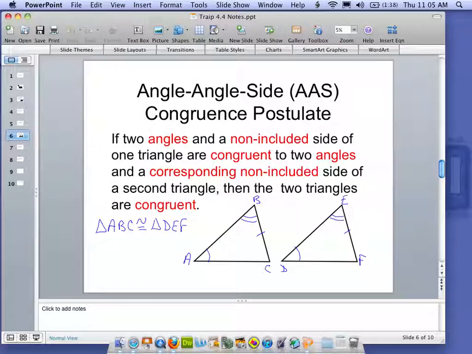Now, if you didn't have this side BC congruent to EF, it would also work if you had AC congruent to DF. So that would also be an option. What would not be an option if you were using angle-angle side is that AB is congruent to DE. That would not work.